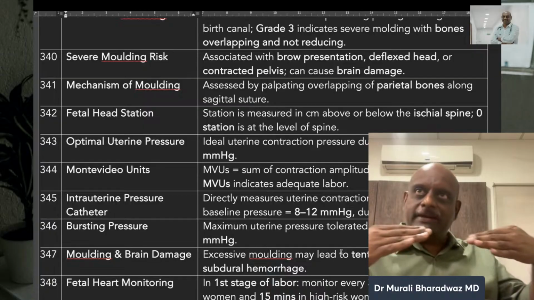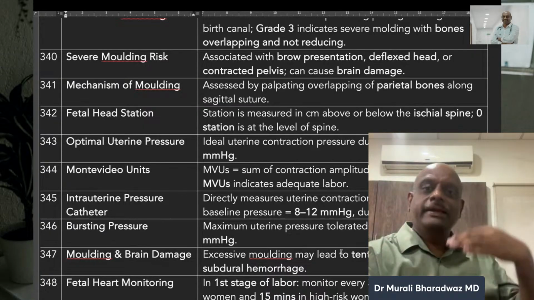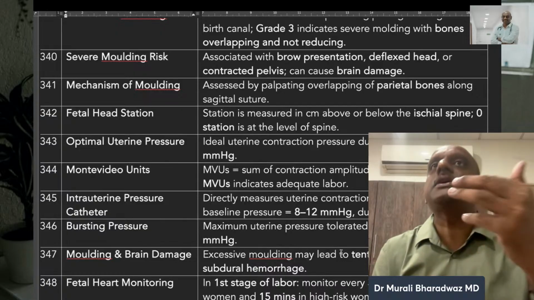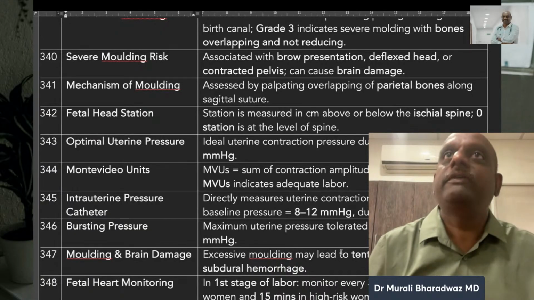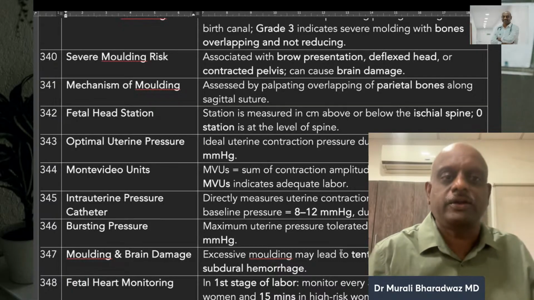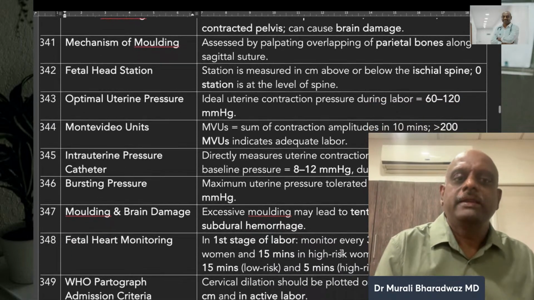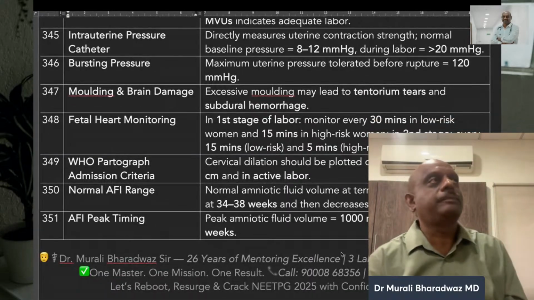Typically, we take the ischial spine. Above it or below it is what we look for. So typically, station is measured in centimeters above or below the ischial spine, where at the level of the ischial spine you call it 0, is what we need to remember. Right? Then, let's talk about fetal heart monitoring.